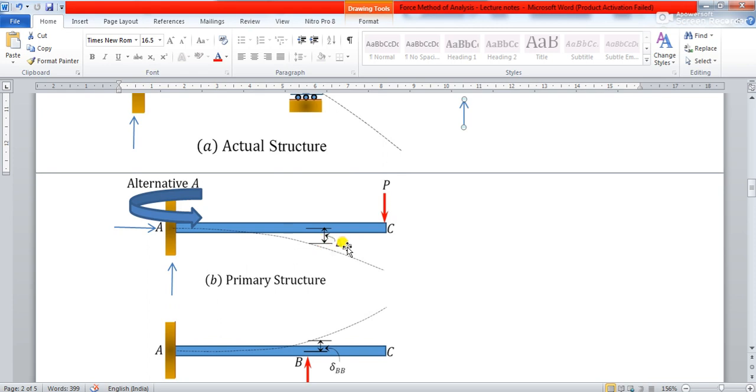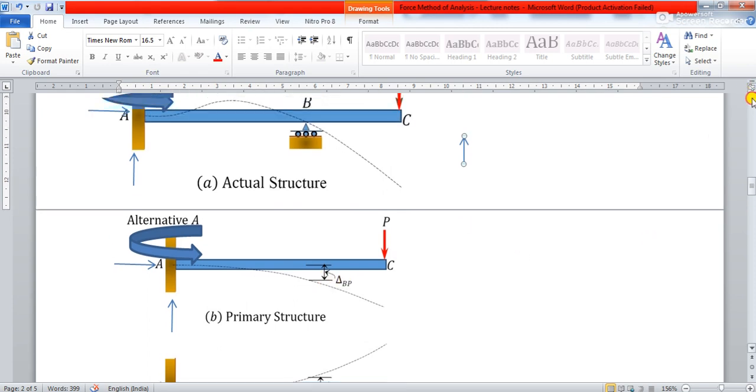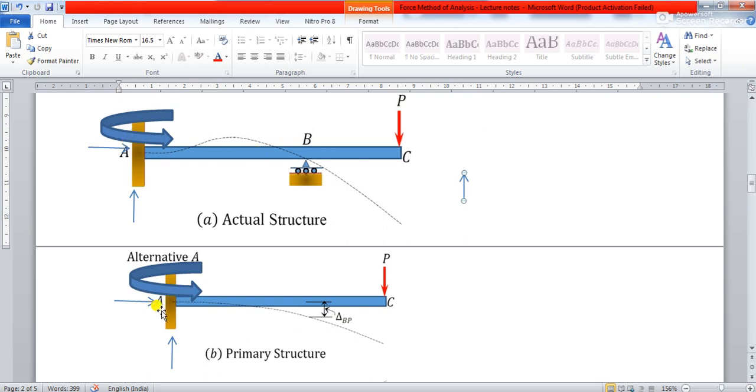Okay. So delta BP means what? The deflection at the point B. You see, this is your point A, this is your point B, and this is your force P. So because of this load P, what is the deflection at this point B? You find out. Because you must understand, now you have removed the redundant from the structure, and after that you have got a stable structure. So at this point you find out what is the deflection.